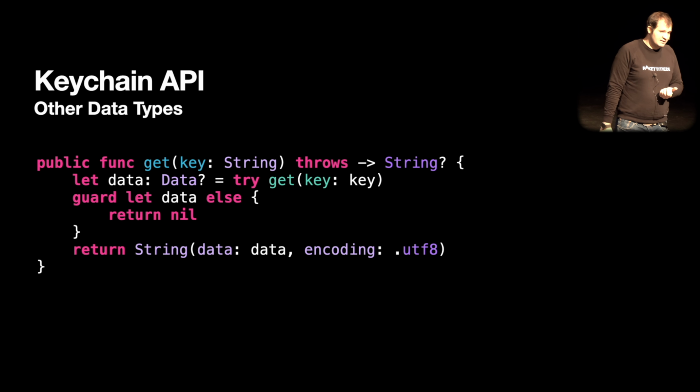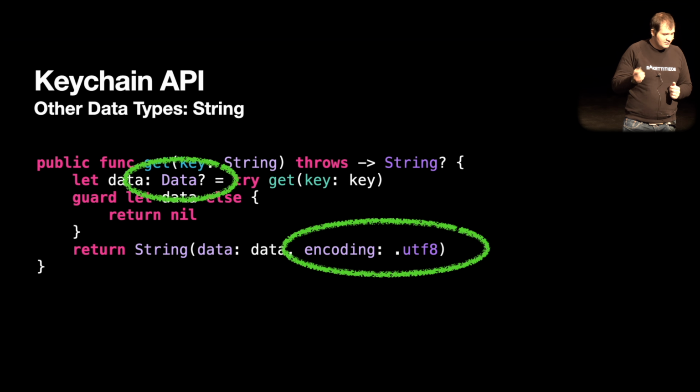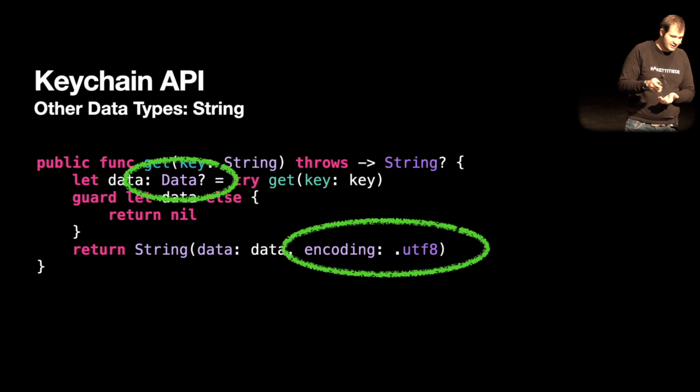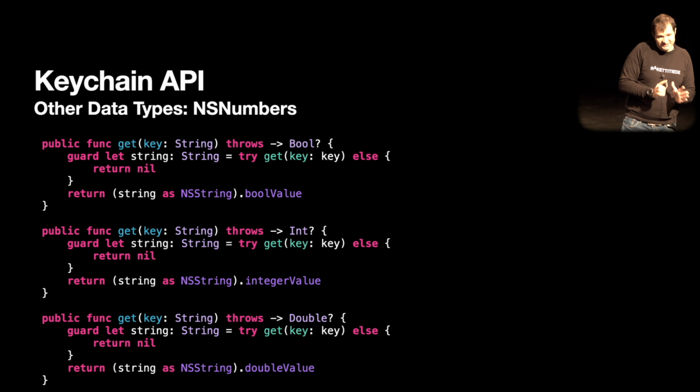For example, let's write a method for getting a string. We just use the data, and getting the data, we use the method for getting the data that we wrote earlier, and we just transform the data into string before returning it to the client. If there is any error, we just return nil and throw an error. The same applies, for example, for the NS number or number-like types, because NS number can be encoded into string.